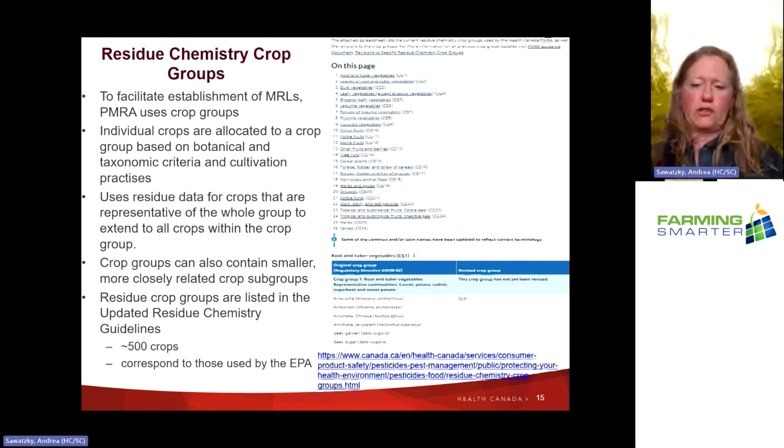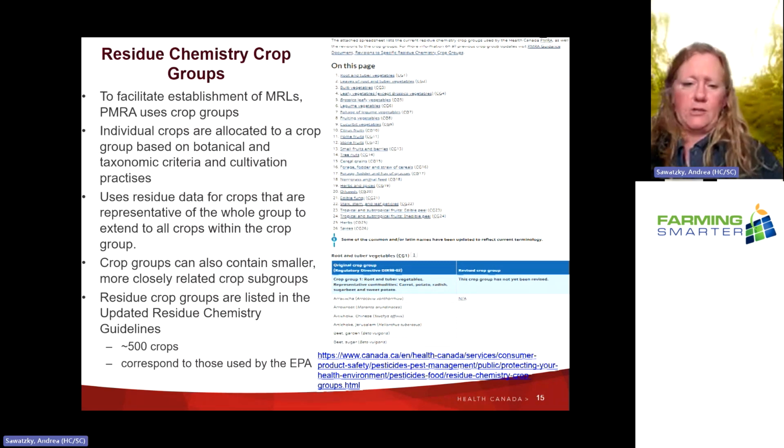The residue chemistry crop groups used by the PMRA are listed on this. It's called the Updated Residue Chemistry Guideline. It's a document within our Health Canada website. Now, if you click on the link at the bottom there, if you take a picture of it, that will take you to it.